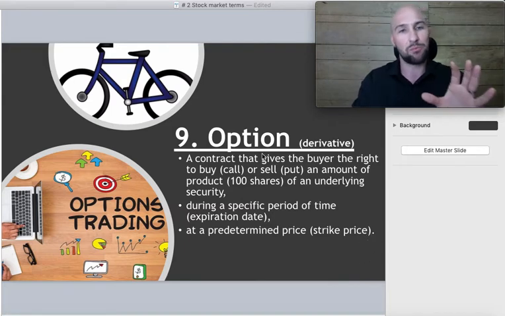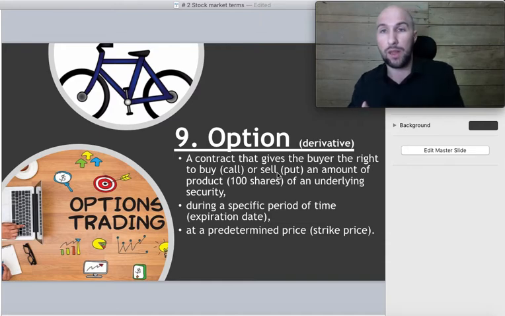So options are pretty detailed, but it's very simple to understand after you understand the concept. If I don't buy the bike from you after 30 days, you get to keep the bike and you get to keep the $5 I gave you. So you actually made $5 just by holding onto the bike, not trying to find another buyer.